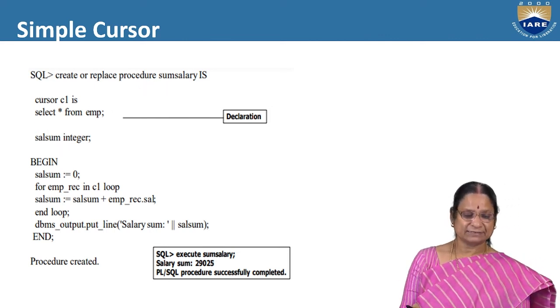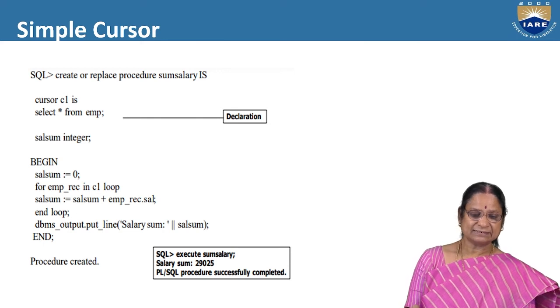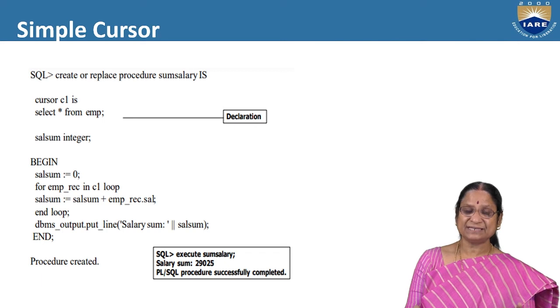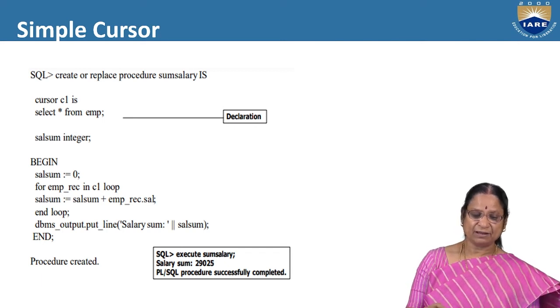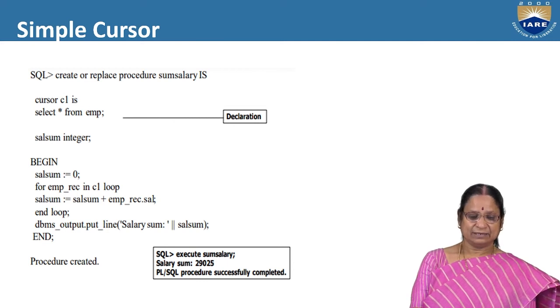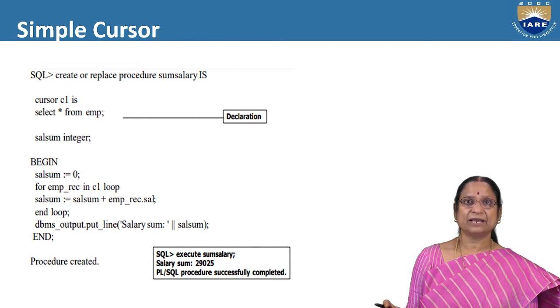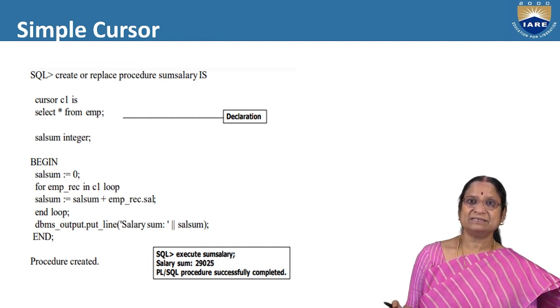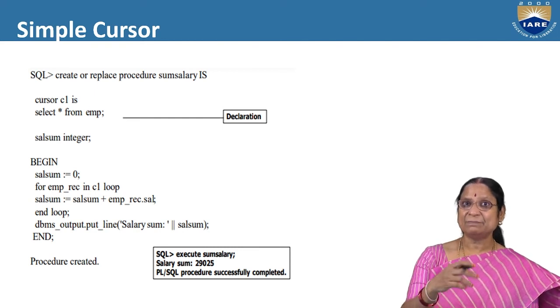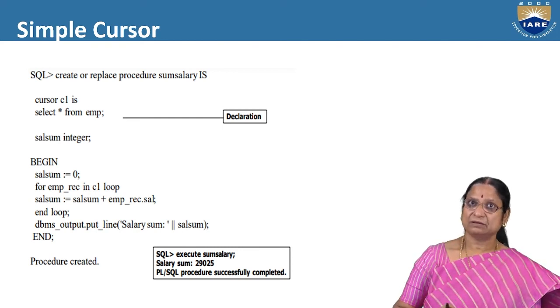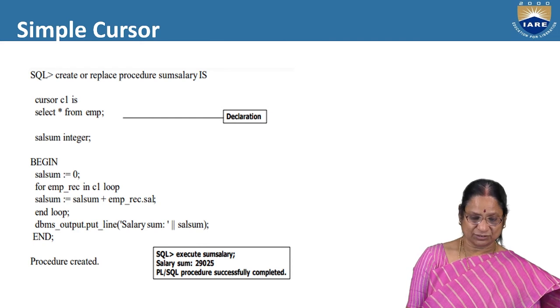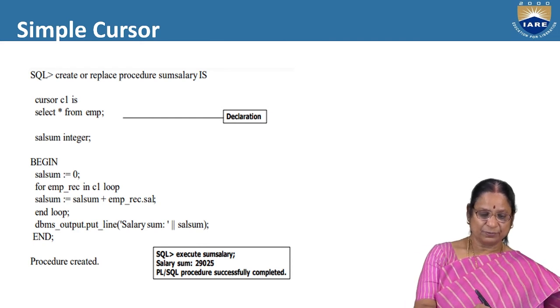And the SQL block is begin. sal_sum is 0 initially. Each record I am taking, where the records are stored in C1. So for EMP_REC in C1 loop I am starting. sal_sum equals sal_sum plus EMP_REC, the current record that was stored, dot SAL. Dot SAL means SAL is the attribute name of the respective result of the select statement. And this is loop, end loop.